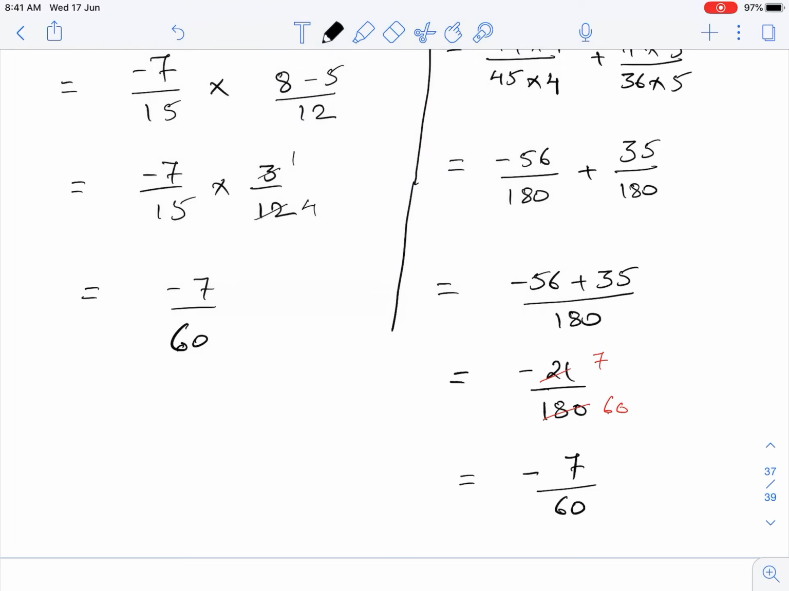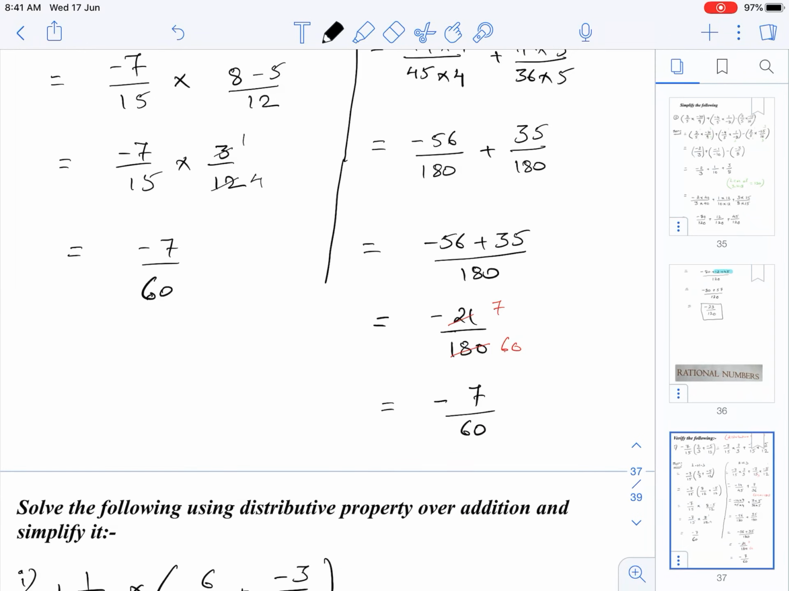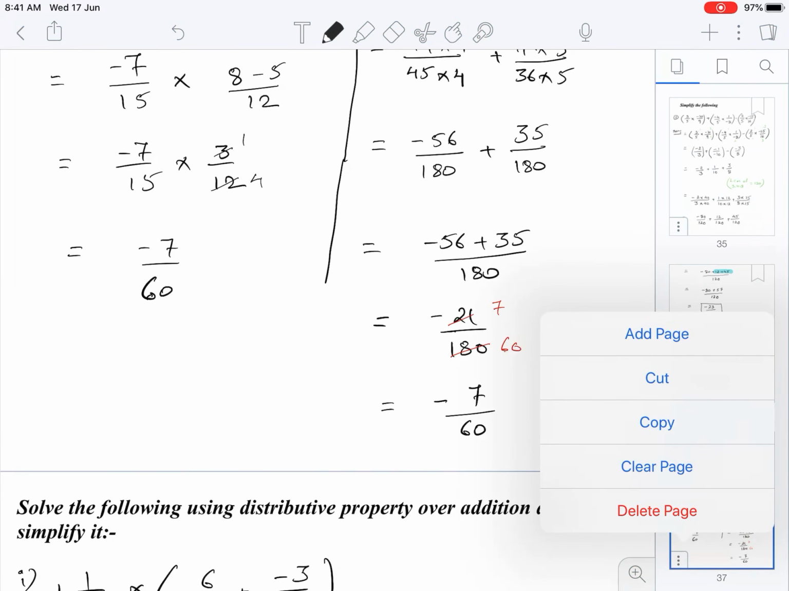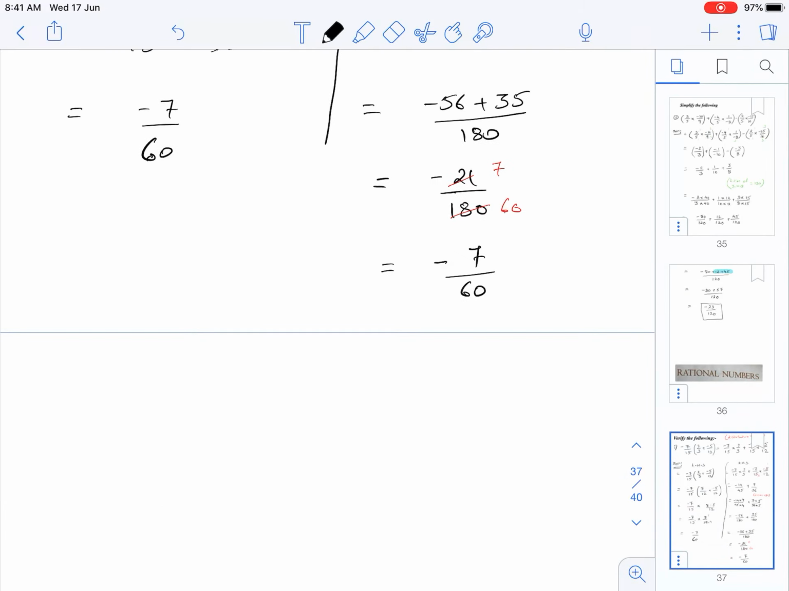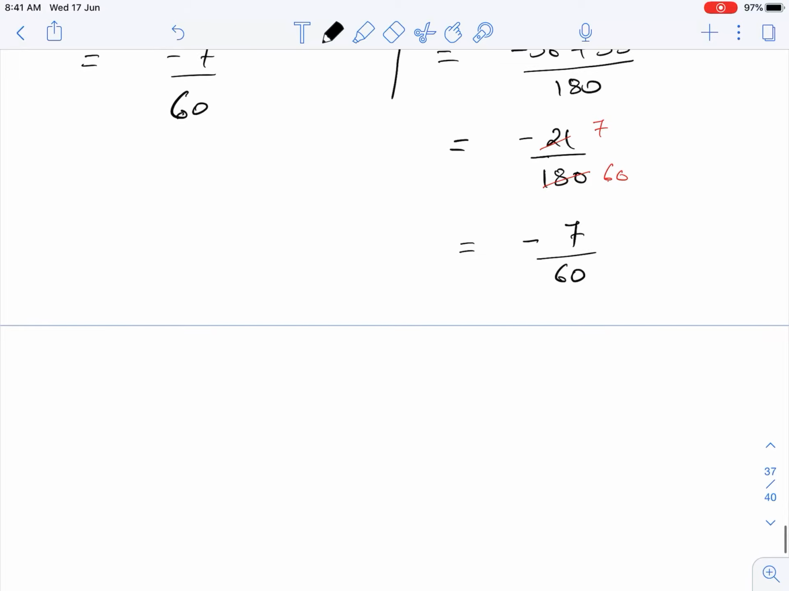Now it can be easily seen that LHS is equal to RHS. So further, what you will write here: since LHS is equal to RHS, hence it is verified.